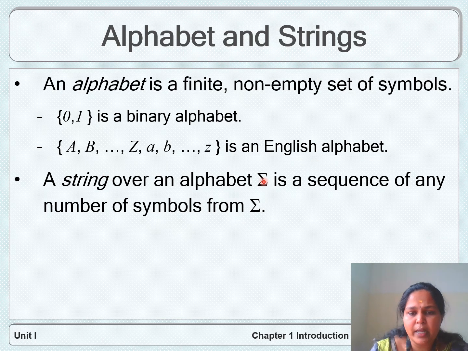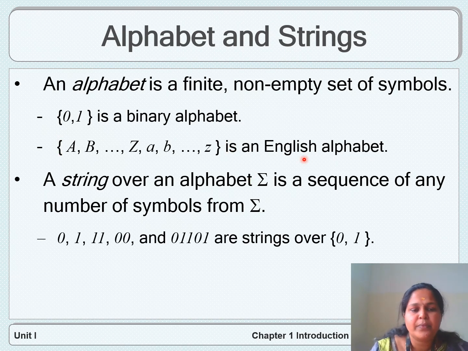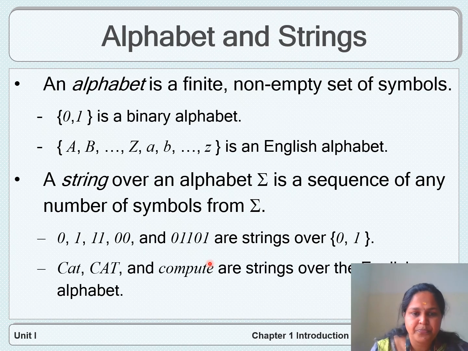A string over an alphabet, which is called sigma, is a sequence of any number of symbols from sigma. So sigma equal to 0, 1 is called a binary alphabet, and capital A to capital Z is called an English alphabet. We are also going to learn about strings. These are the inputs that you are going to provide to the automata machine, such as 0 1 1 1 0 0 or 0 1 1 0, the strings we form from 0 and 1.